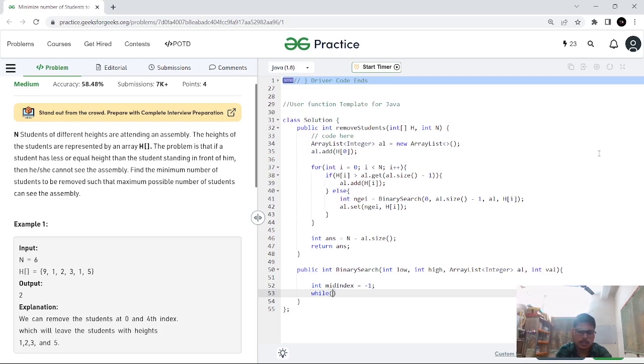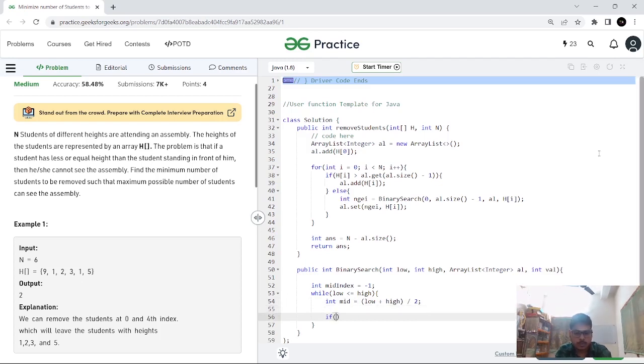This is actually binary search, nothing to understand in it. If you see binary search, you will understand the rest. It is nothing to worry about. Until low is less than or equal to high, I am going to find my mid index value. Low and high are indexes, so I am finding their average, the mid index. So this is low plus high by 2.